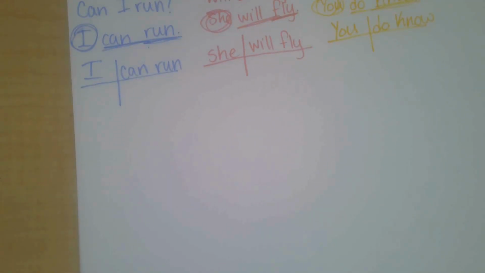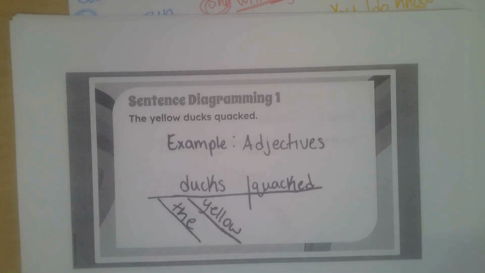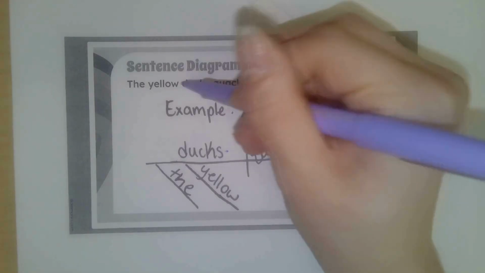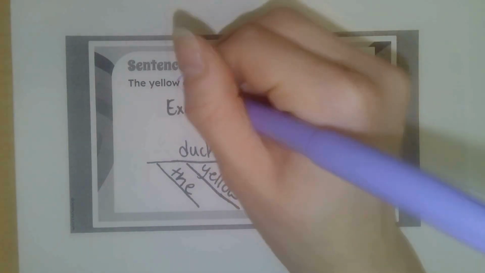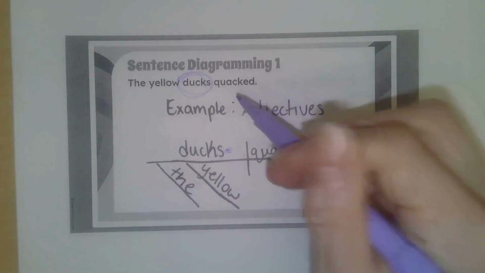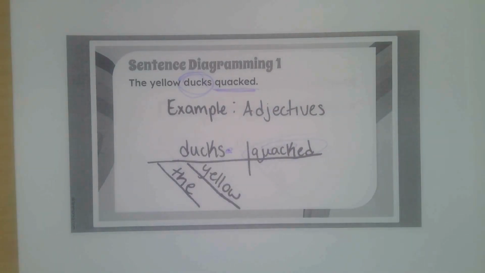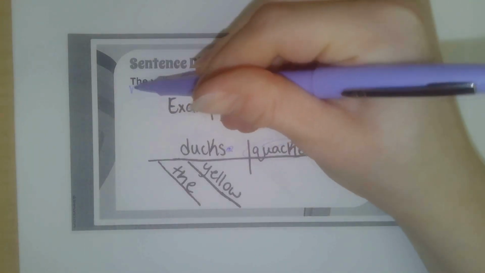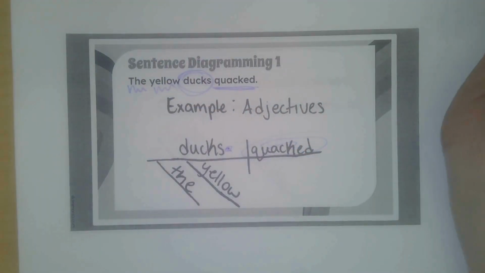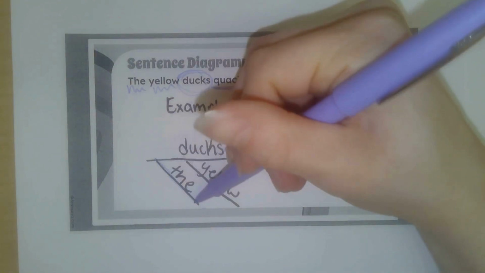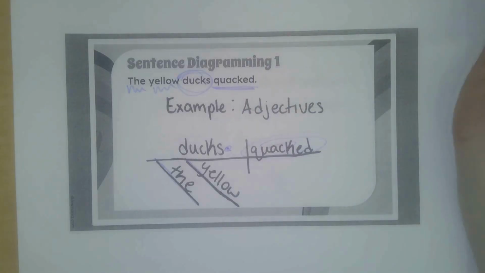So, here we go. I'm going to give you your example first. The yellow ducks quacked. We have ducks. That's our subject that's doing something. So we write it right here. What did the ducks do? They quacked. Put it in our verb area. Then we have two adjectives, the and yellow. Those are describing ducks. So we're going to connect it right there.